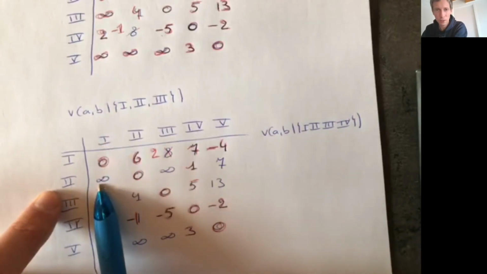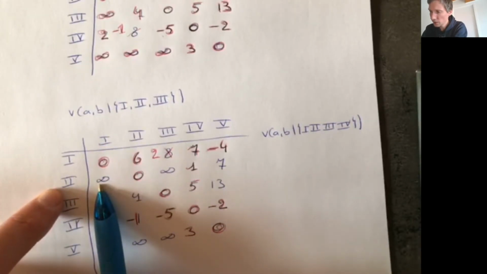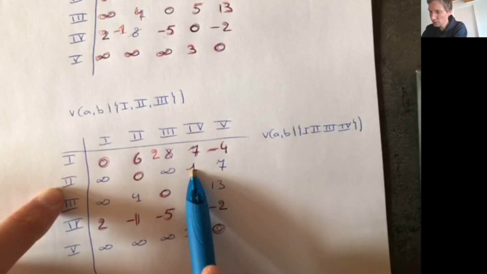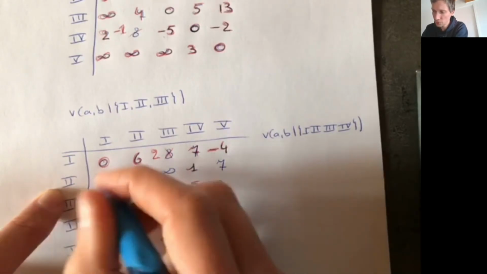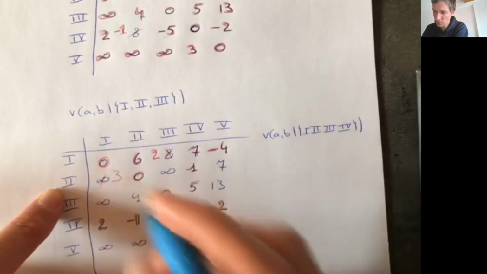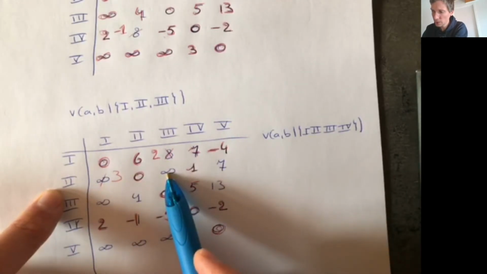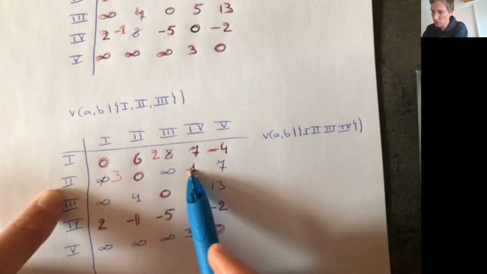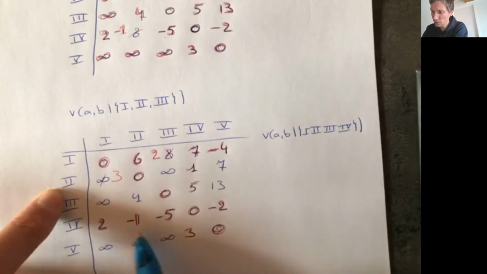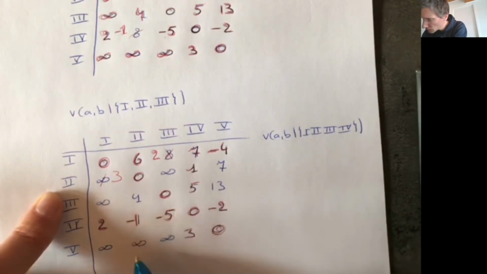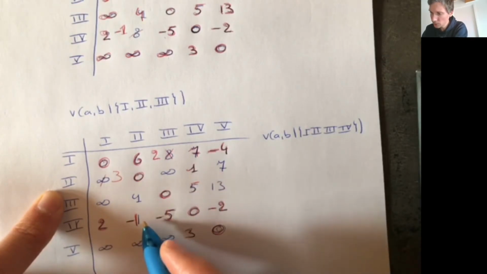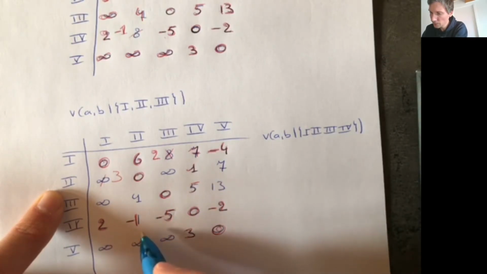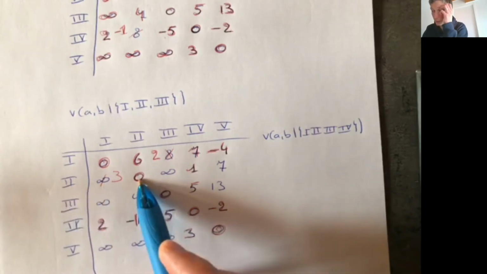So from 2 to 1 I have infinity. First I can go to 4, which I have 1, and then from 4 to 1 I have 2, so this is 3. So this helps me here. Here also I have infinity. If I go to 4 first, I have 1, and then from 4 to 2 I have -1, if I read correctly. So this is 0.